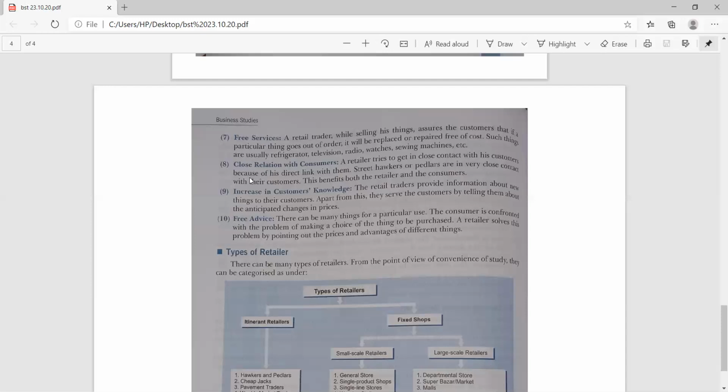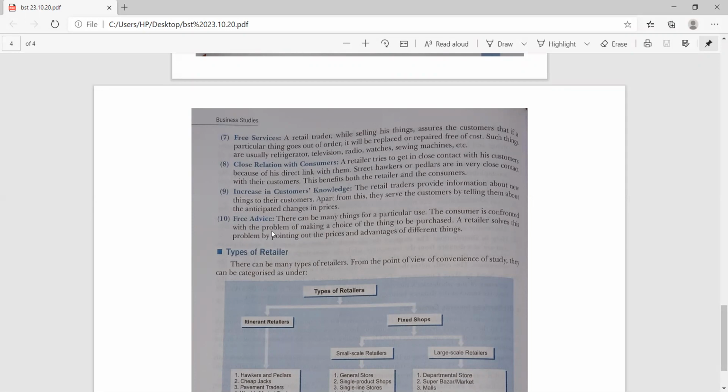Next, close relation with the customer. A retailer tries to get in close contact with the customer because of the direct link between them. A street hawker or peddler is in very close contact with the customer because in routine they wander in the streets. Increase in the customer's knowledge. The retailer provides information about new things to their customer, and apart from this, they serve the customer by telling them about anticipated changes in the price.